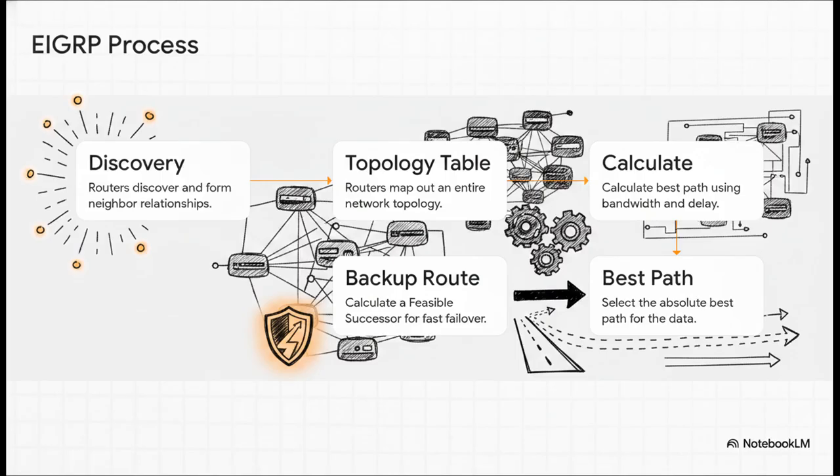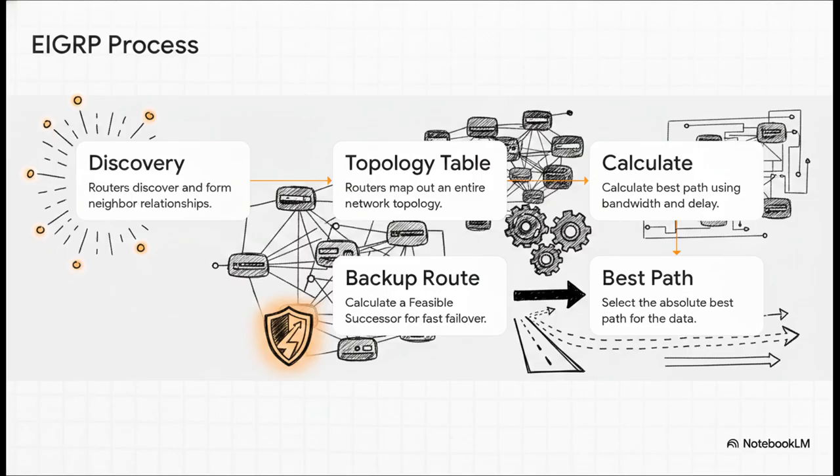First off, routers send out hello packets to discover their neighbors. Second, they share information to map out a complete topology table of the network. Third, they run those intelligent metric calculations for things like bandwidth and delay we talked about. Fourth, they select the absolute best path for the data.